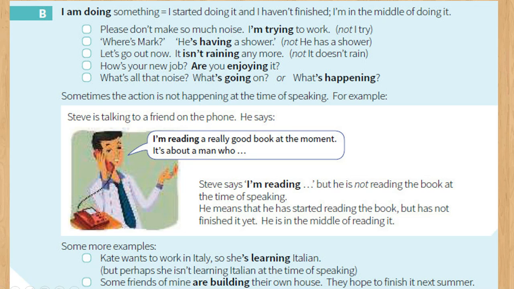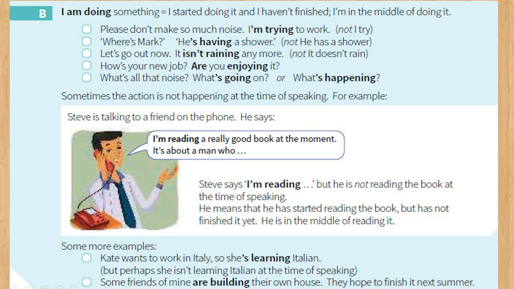Some more examples. Here we have some other examples. You can see Kate wants to work in Italy, so she's learning Italian. You can see the contraction here. Instead of saying she is, you can say she's. Okay? Pay attention to this. She's learning Italian. But perhaps she isn't learning Italian at the time of speaking. Alright? Some friends of mine are building their own house. They hope to finish it next summer.